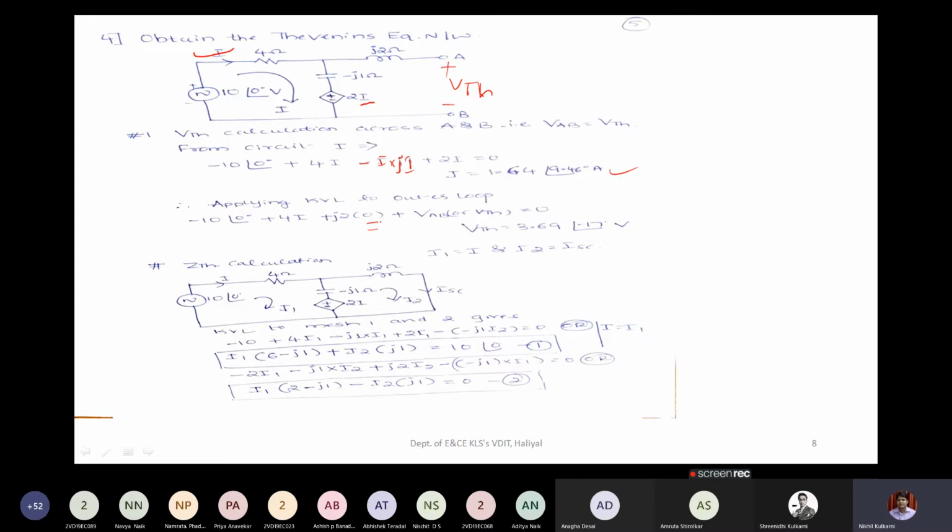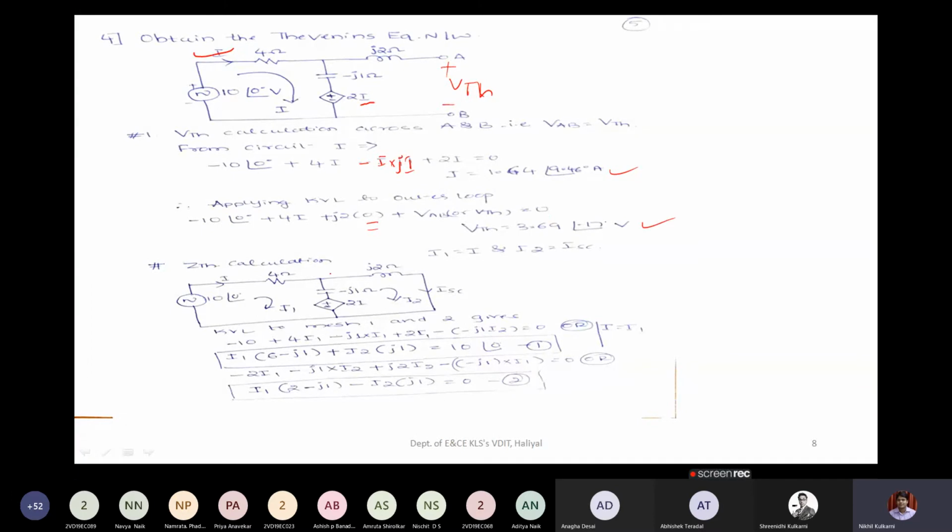Why is this 0? Can anyone tell me? Because of open circuit. There is no current flowing through A. Very good, everyone. Since we have the open circuit here, no current will flow, so this is j2 times 0. Then plus VAB, or VTH we can write. So if you calculate VTH, you should get this.